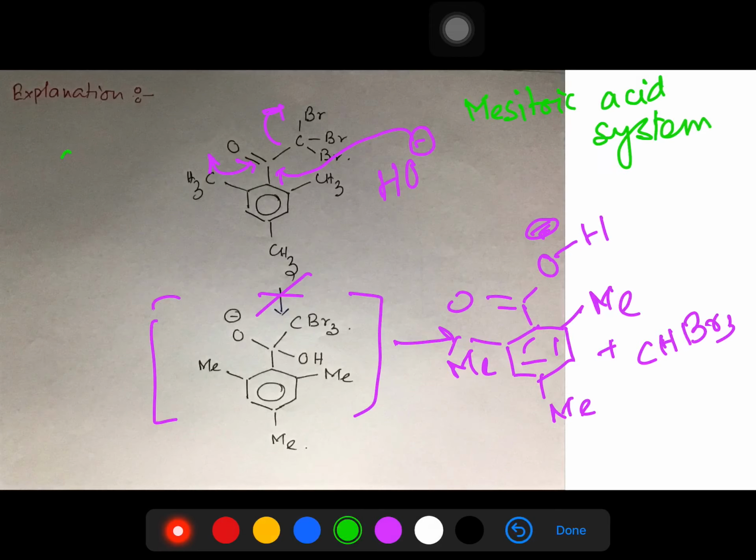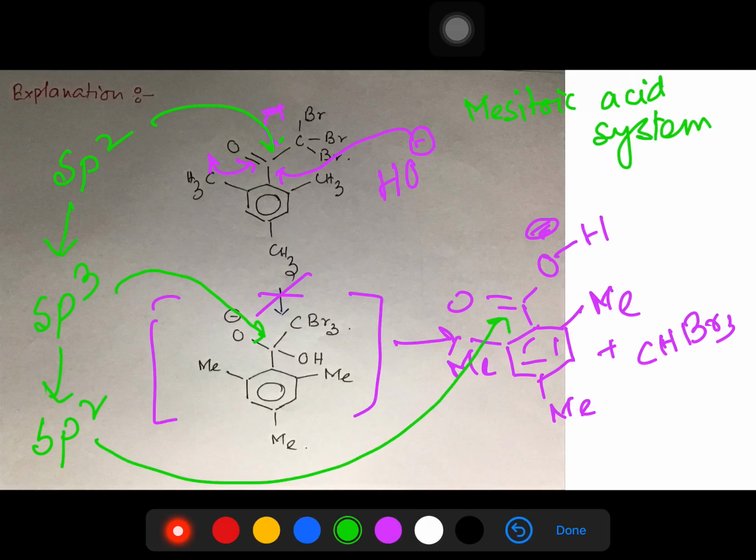So actually right now this is sp2 hybridized. I am discussing this carbon. After that, what is expected is that it undergoes sp3, meaning this center. After that, we expect that it will be converted again into sp2, meaning this center. Okay, so this step does not occur.